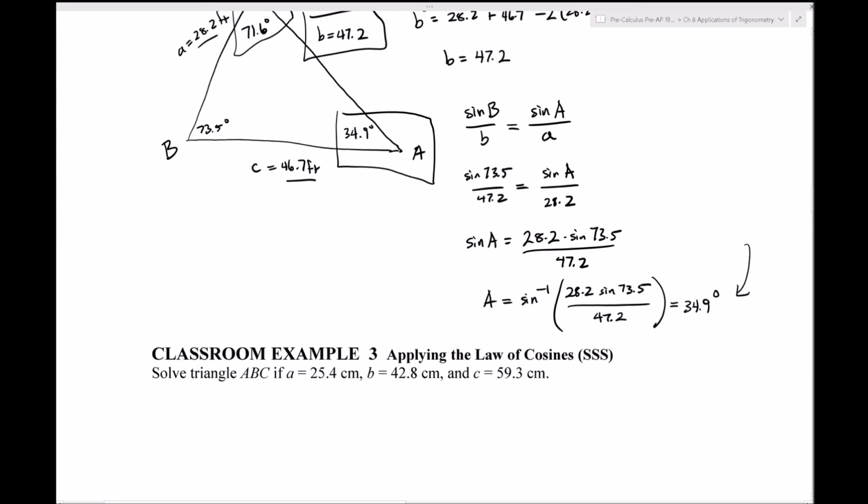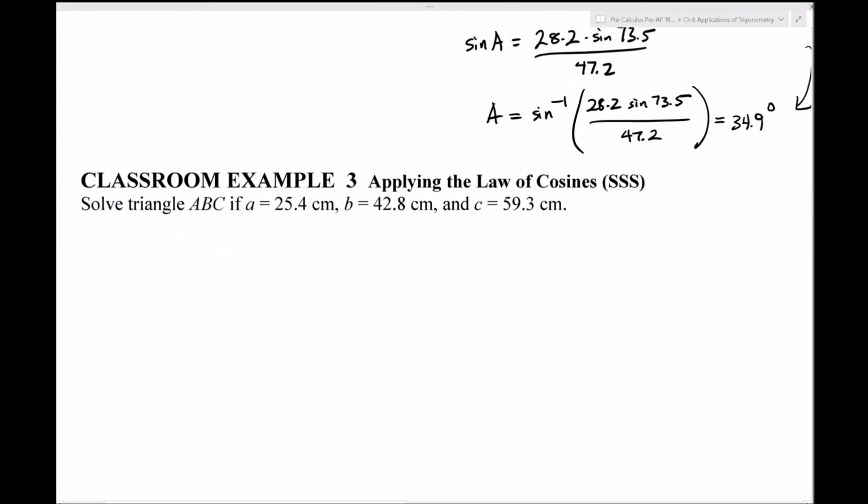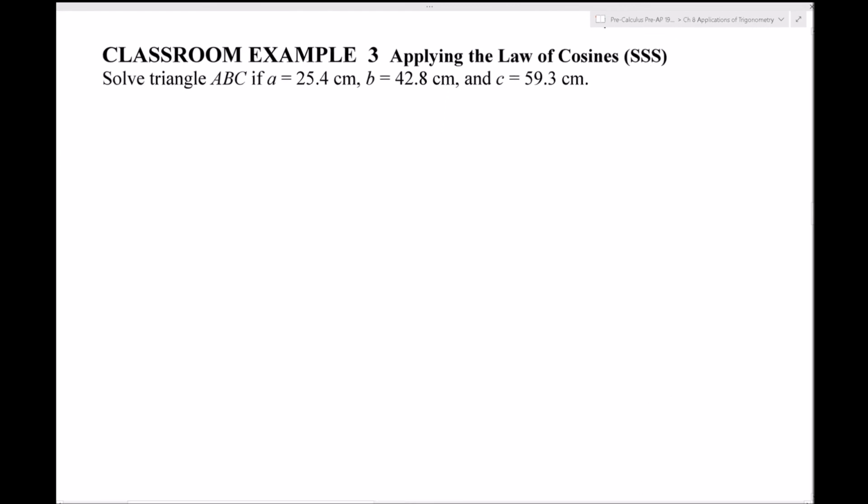We're going to go ahead and go over example 3 though, because it's slightly different, where they give you 3 side lengths, no angles. Totally doable. Still using the law of cosines though, and we're going to see why. So for example 3, solve triangle ABC if a is equal to 25.4, b is equal to 42.8, and c is equal to 59.3. So here they're not going to violate the rule that I was talking about earlier. C is the biggest one. So that makes me a little happy.